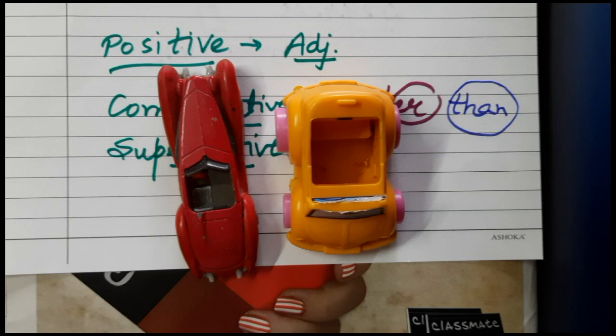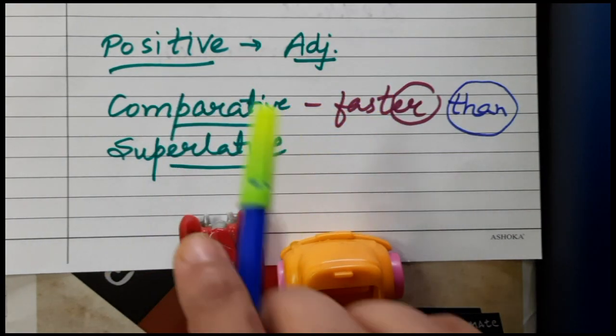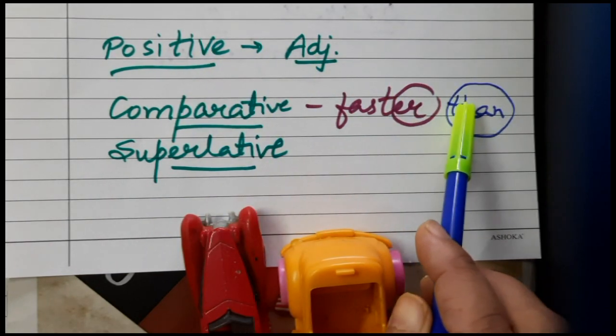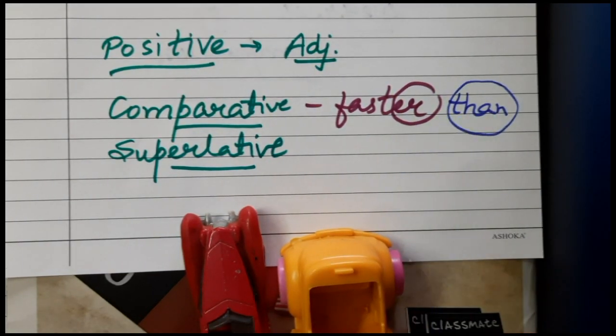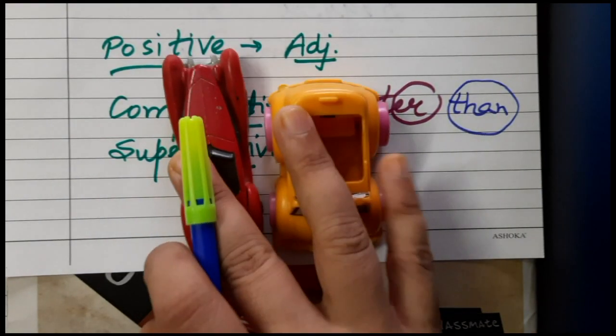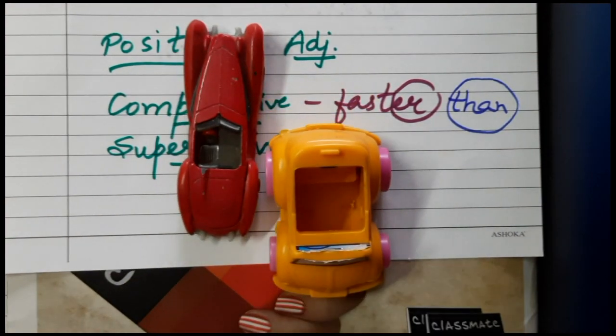Alright. So when we talk about comparative degree, how many objects do you compare? Yes, dear children, we can compare two objects. And how do we compare? We compare using the comparative degree of adjective and the word than. Is that clear? This is faster than this.